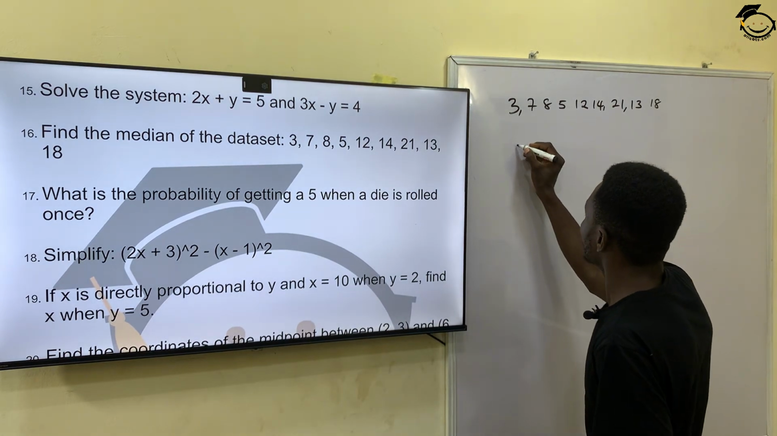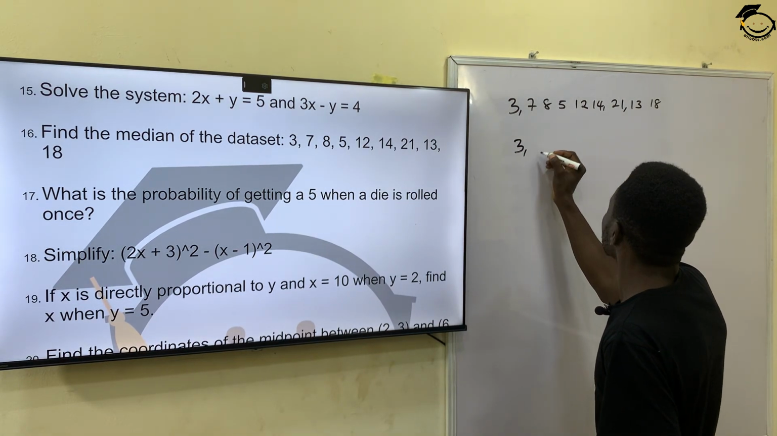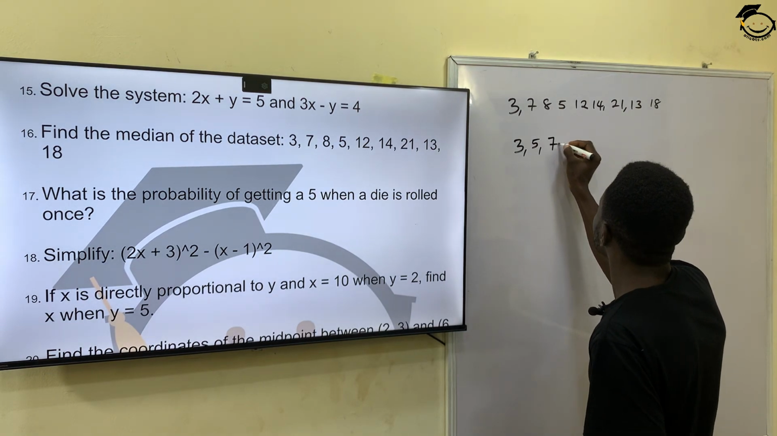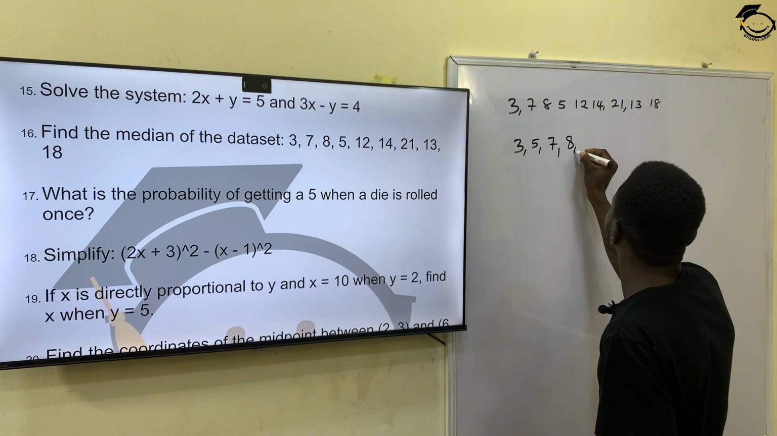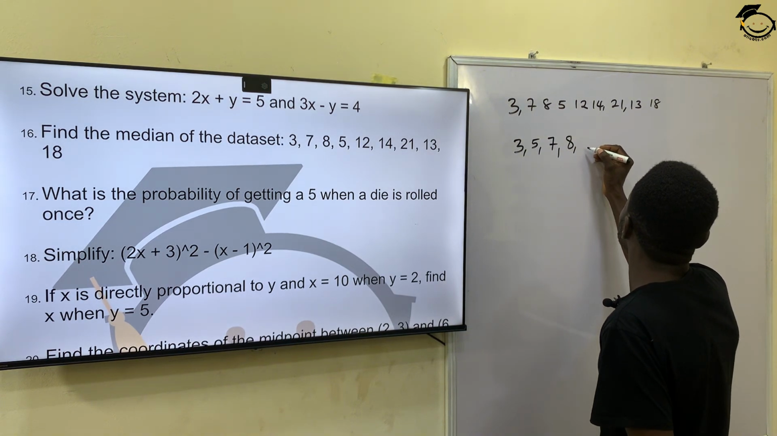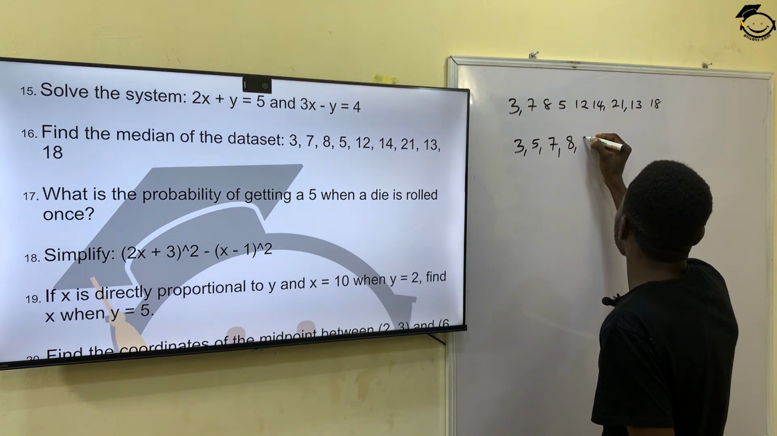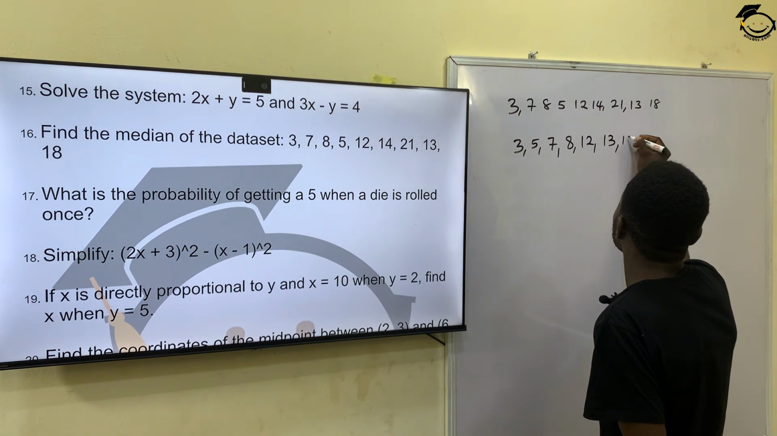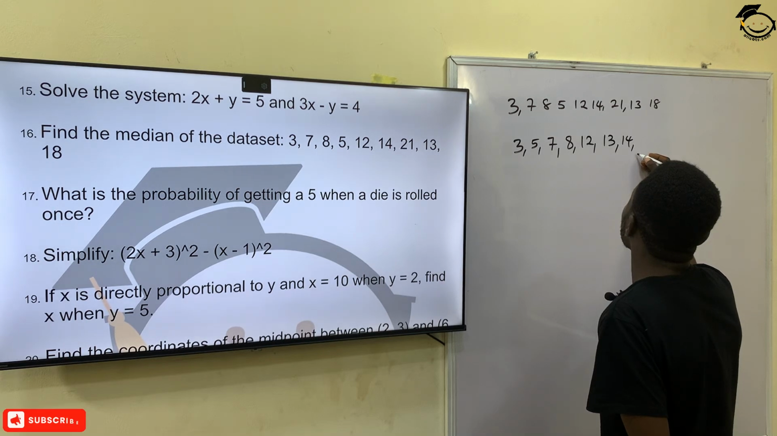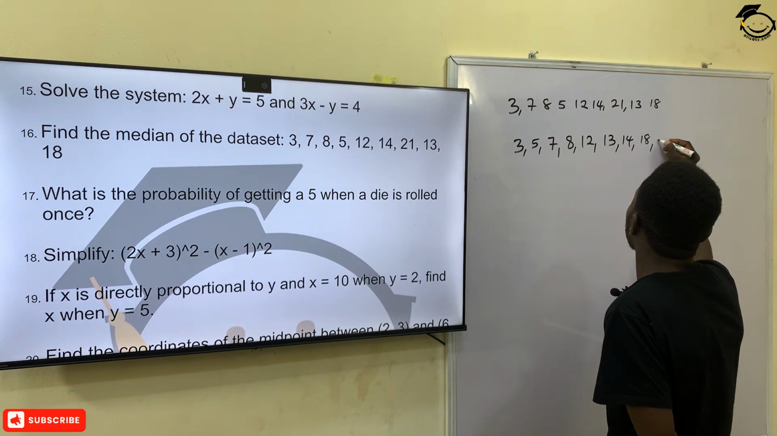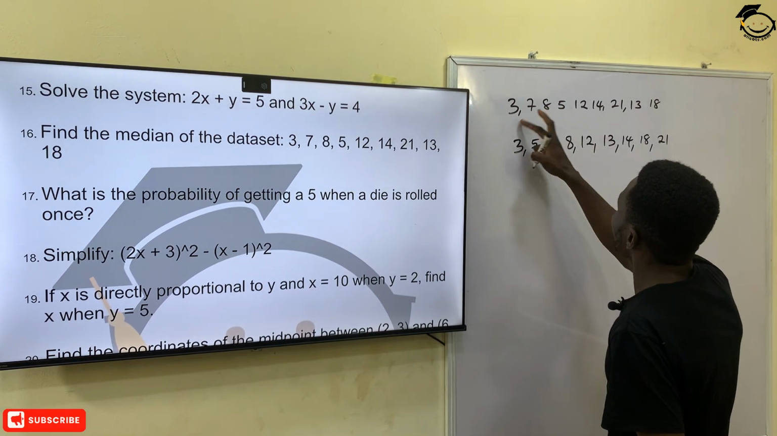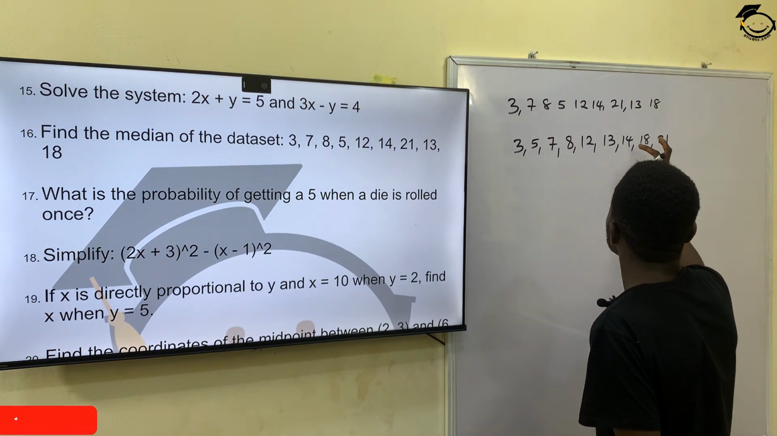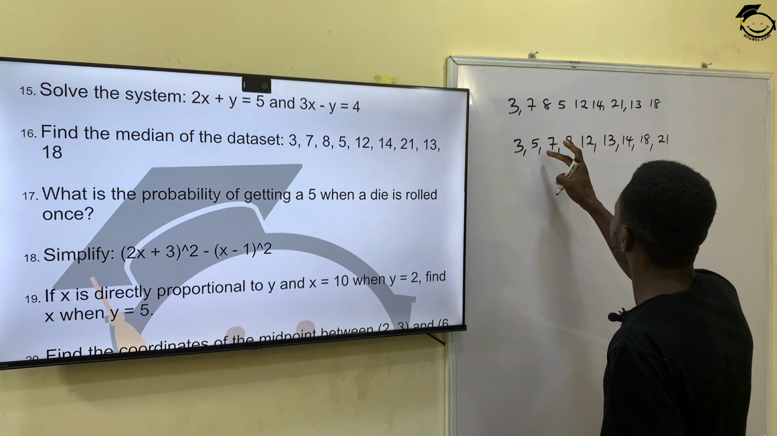So the first one there will become what? 3. The next one there will become 5. The next one will become 7. Then we have 8. There's no 9, no 10, no 11. So we have what? 12. Then we have 13. We have 14. Then we have 18 and 21. So we have 1, 2, 3, 4, 5, 6, 7, 8, 9.